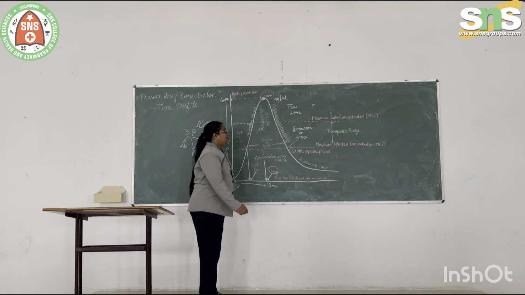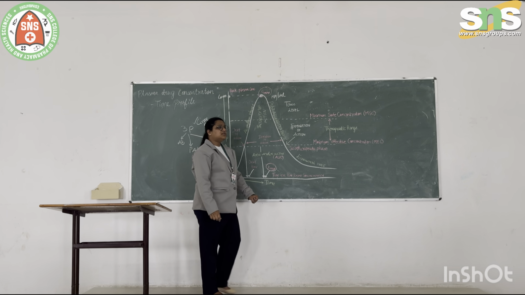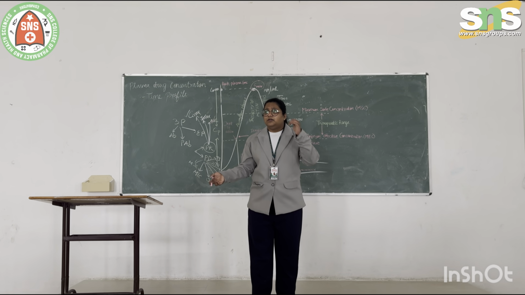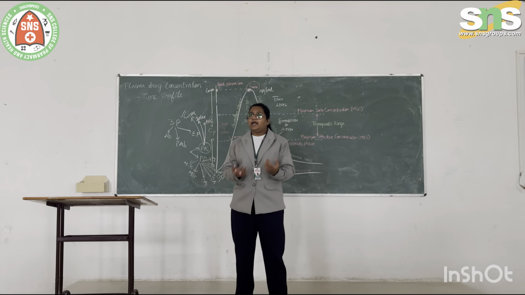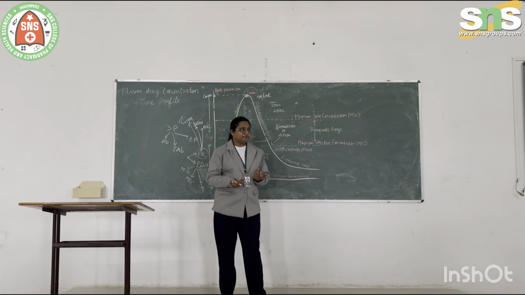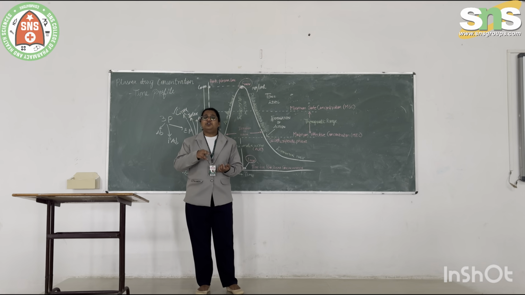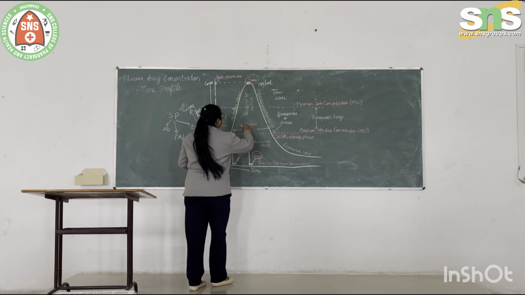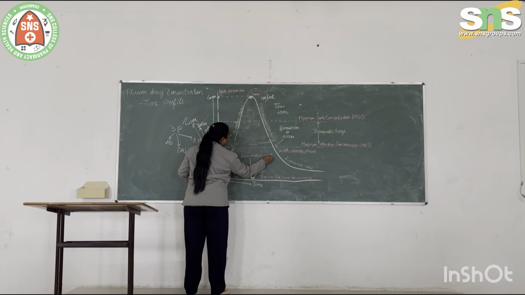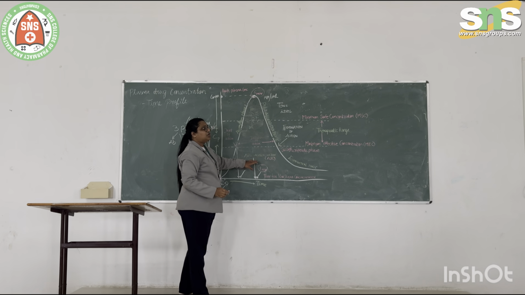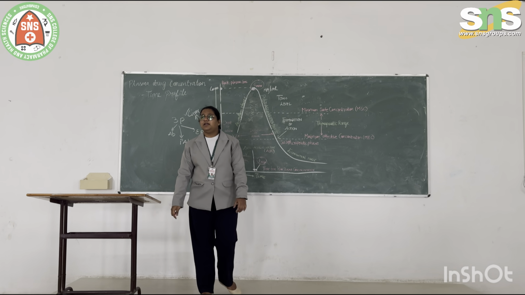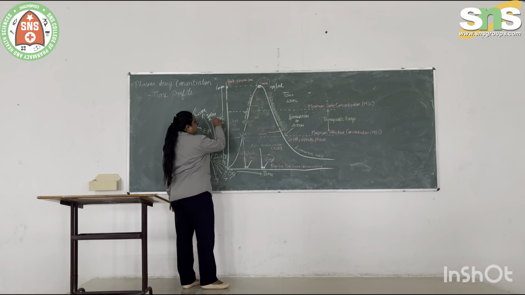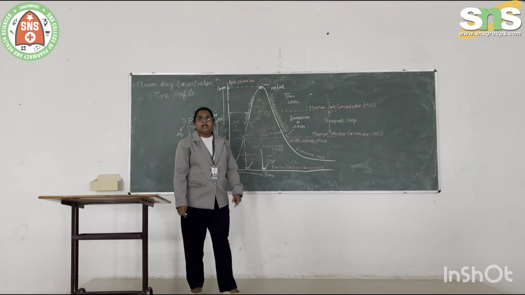Now the third parameter is AUC. I have been telling you since the first class. What do you mean by AUC, guys? It's called area under curve. It gives you the total amount of the drug that reached the systemic circulation. Understood? This is about the pharmacokinetic category.